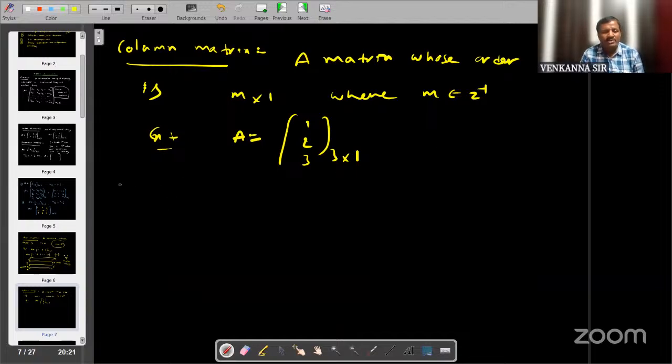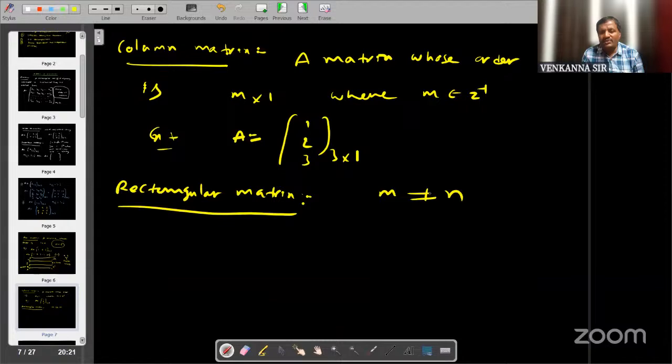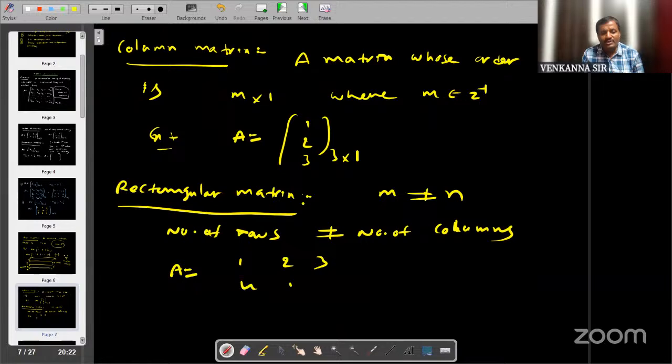Row matrix, column matrix. Then a rectangular matrix. What is a rectangular matrix here? m is not equal to n. A matrix which satisfies m is not equal to n. What does it mean? m represents what? Number of rows. Number of rows not equal to number of columns, then it is a rectangular matrix. Example, if we are taking 1, 2, 3, 4, 5, 6, what is the order of this matrix? It is 2 by 3. m is not equal to n. So that is about the rectangular matrix.